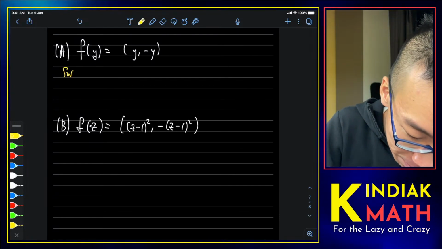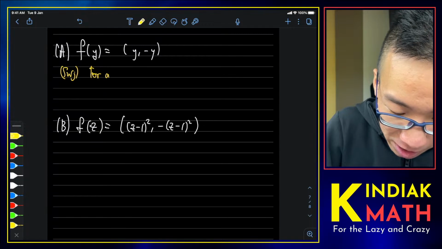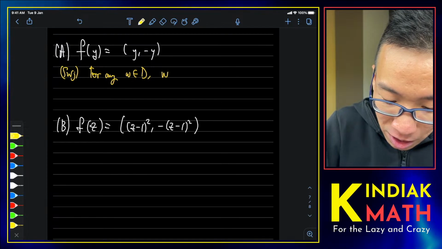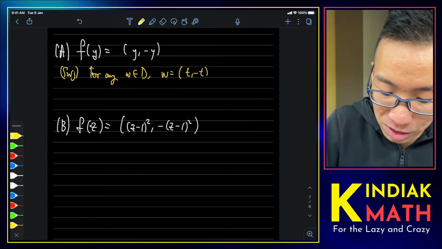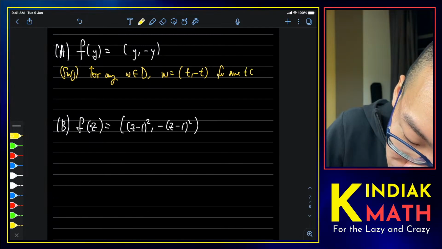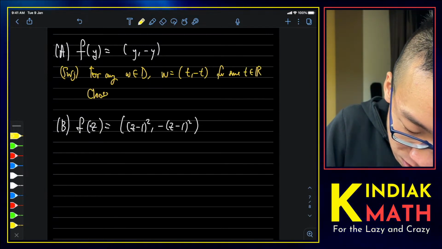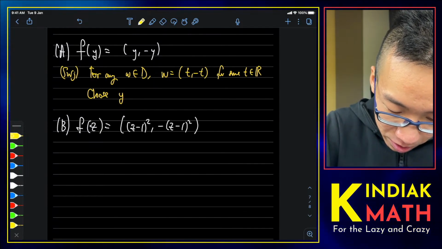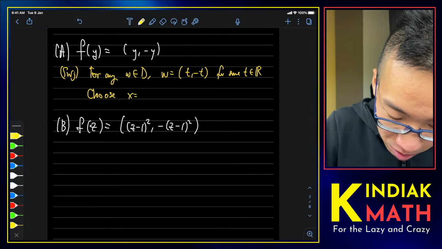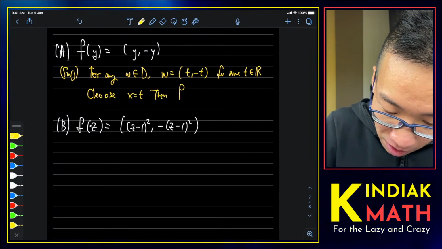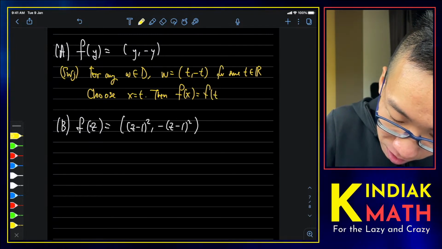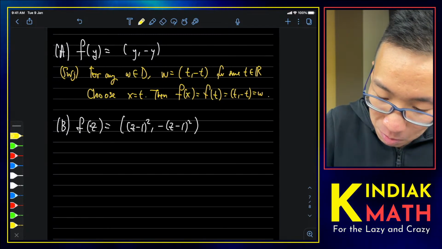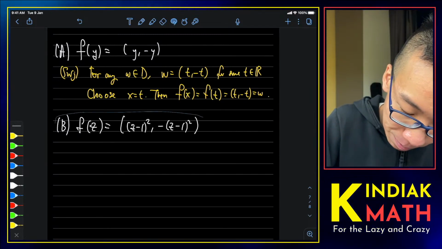Because for any W in D, W equals T, negative T for some T in R. Choose X equals T, then f of X equals f of T equals T comma negative T equals W as required. So that's surjectivity.